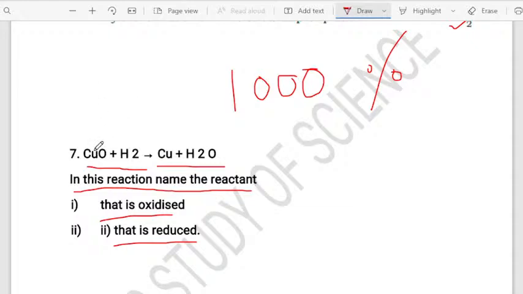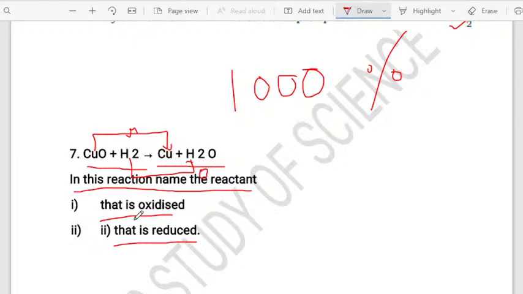Here, copper oxide is losing oxygen. You can see, as it is losing oxygen, it is a reduction. And hydrogen is gaining oxygen. So this is now undergoing oxidation.